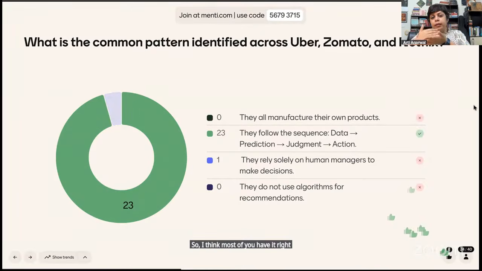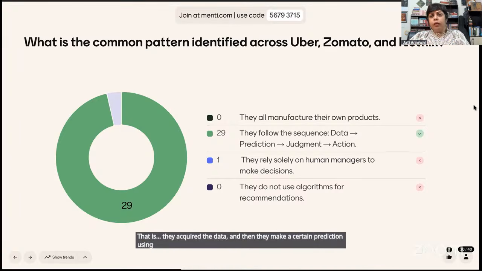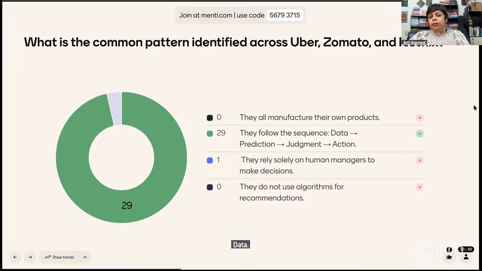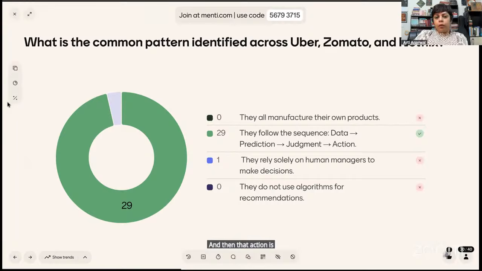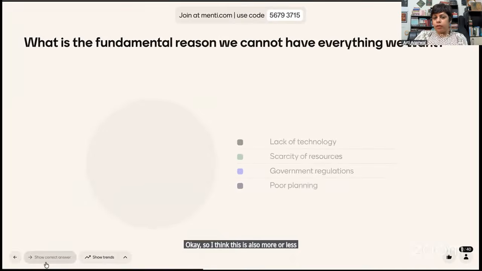This sequence, data, prediction, judgment, and action, is how all of these platforms are kind of hard coded to work. They acquire the data and then they make a certain prediction using that data. And then from that prediction, a certain judgment is taken about what action should be taken. And then that action is taken. So I think this is also more or less clear to everybody, so I'm not explaining it further.